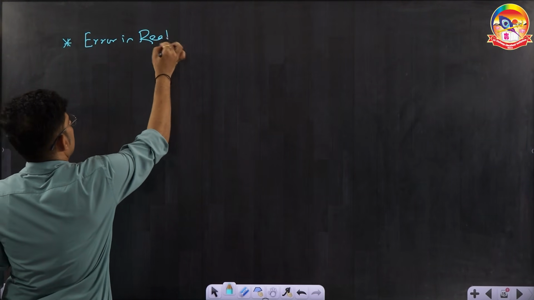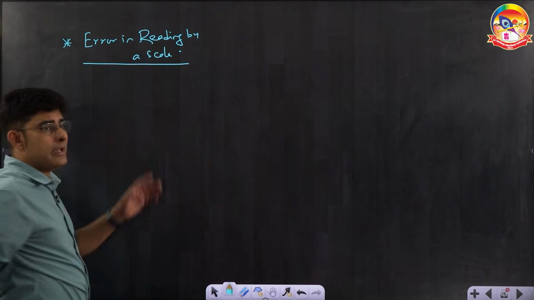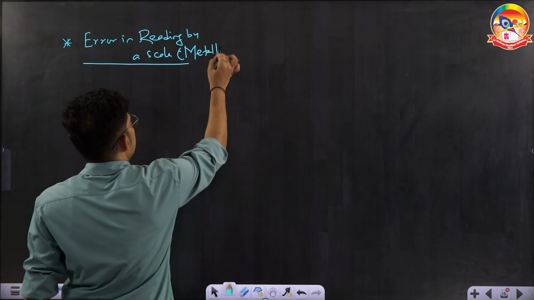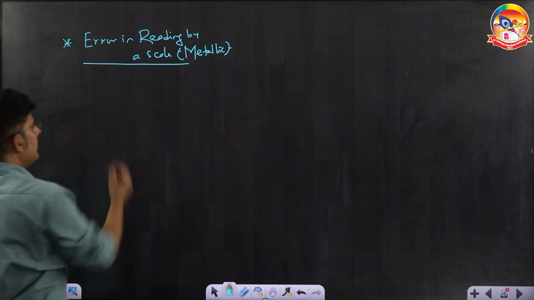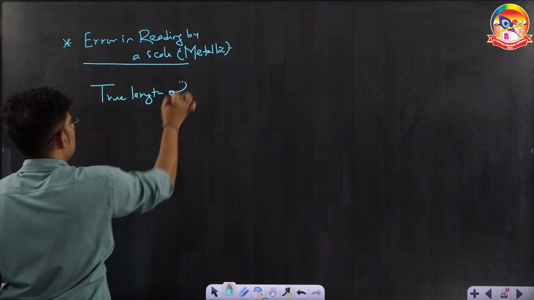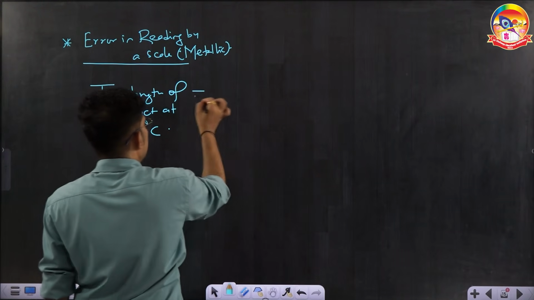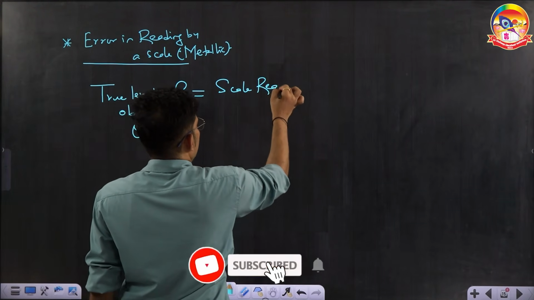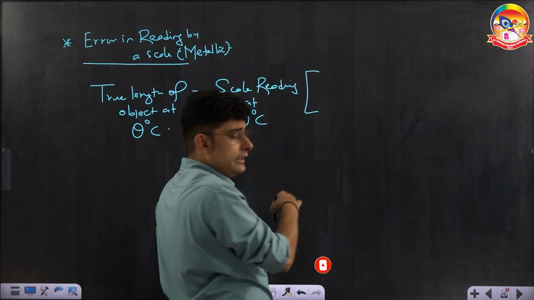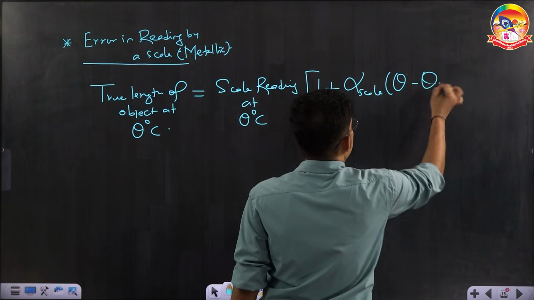Now next we have the error in reading by a scale. Whenever we read something by a scale, if the scale is metallic, obviously it will expand and you will get some error. So in metallic scale reading, just a single formula will help you. The true length of an object at any temperature theta degree Celsius is equal to the scale reading of the object at theta degree Celsius, what the scale is reading, into 1 plus alpha of the scale into theta minus theta c.